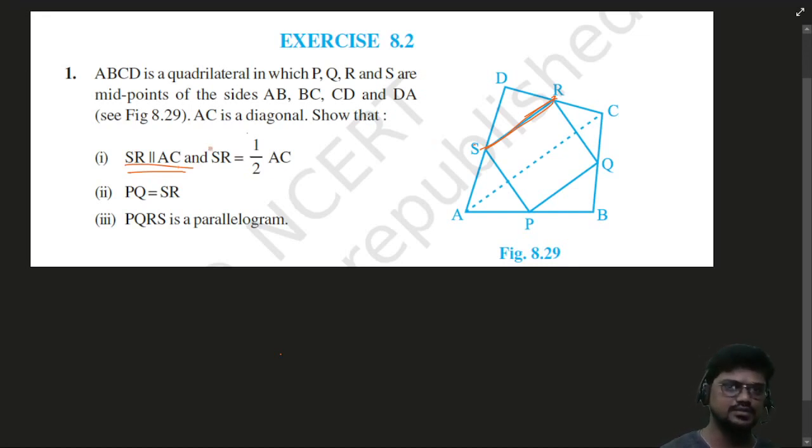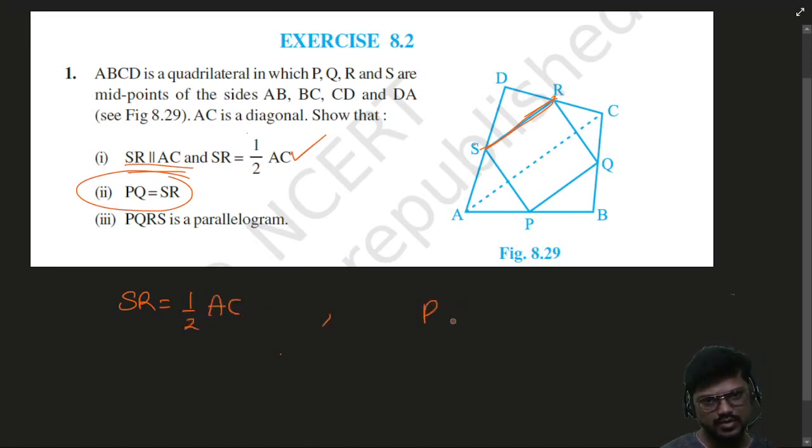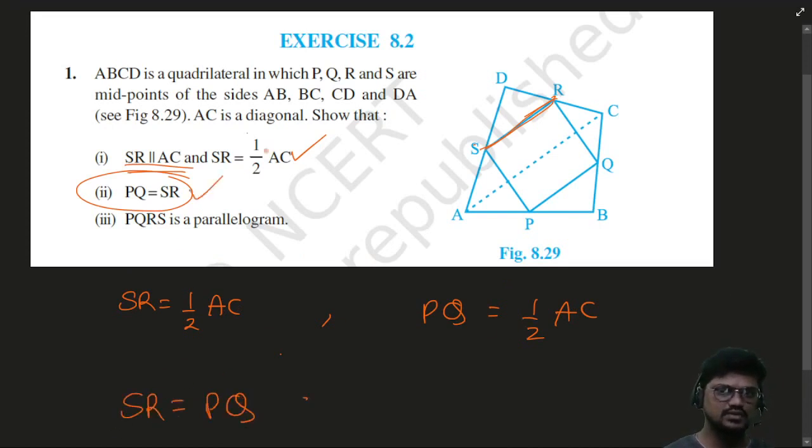And SR will be equal to half of AC. That is also the midpoint theorem. Both of them are the midpoint theorem. And how can you say PQ is equal to SR? Since SR is equal to half of AC, and PQ will also be equal to half of AC by the midpoint theorem, since PQ is also parallel to AC. Since both of them are equal to half AC, we can say SR equals PQ. So the second one is proved. And how can you say PQRS is a parallelogram?